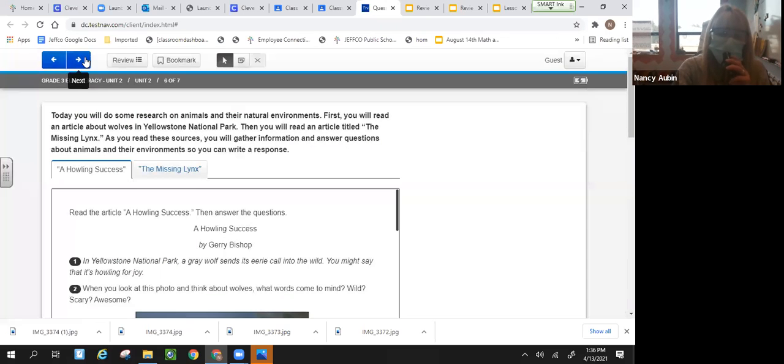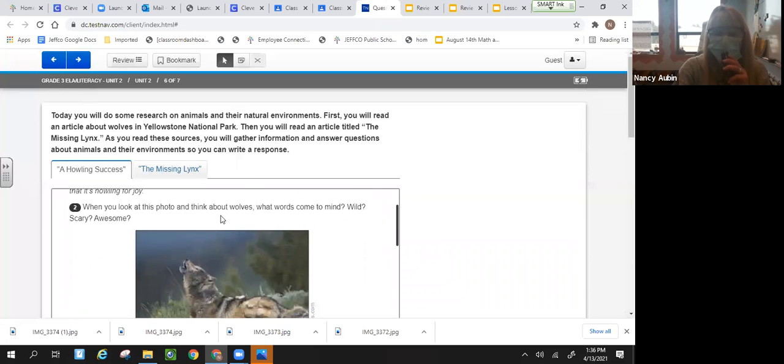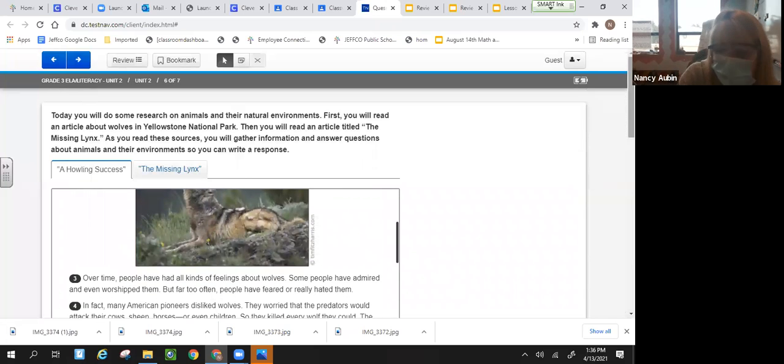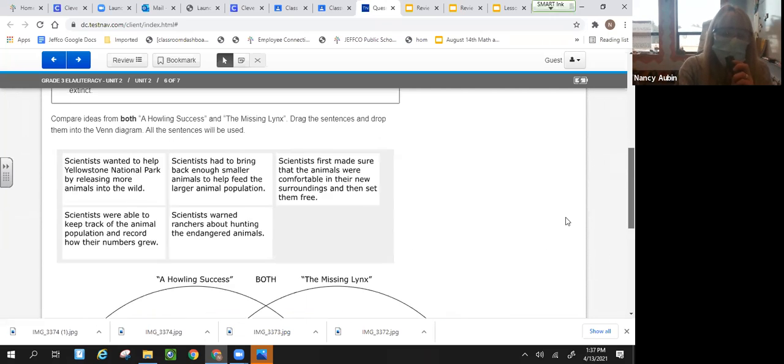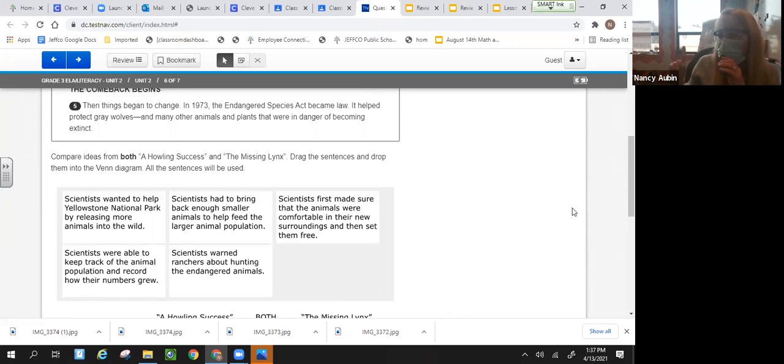All right, so this was the next section where you had to compare the howling success to the missing links. And we were going to use the dragging tool. So again, tomorrow, or when we take our test, Mrs. Harrison and I cannot tell you how to do this. We have to have faith, trust that you can read the directions and use that tool, right? So let's see. It's asking you to compare. If you read the directions, you'll know what to do.